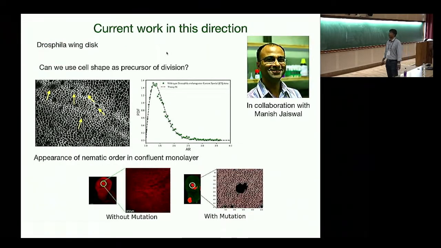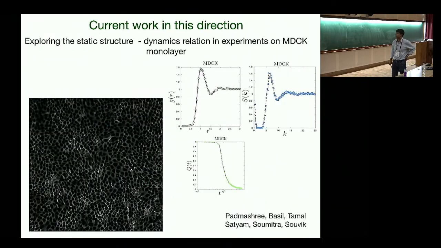With Monish, we are looking at this particular aspect: can we use the cell shape as a precursor of division? So in Drosophila wing disc, my student Sovik is doing the experiments, and there we would like to see if we can find a relation that can be used as a precursor of the cell division. This last part about the dynamics, again, now we are doing the experiment as well, and we are trying to analyze the data. So we are exploring this relation of static structure versus dynamics in this confluent system. We have a couple of data points, and it seems to be the right direction, but we hope we'll have some more data in the near future.